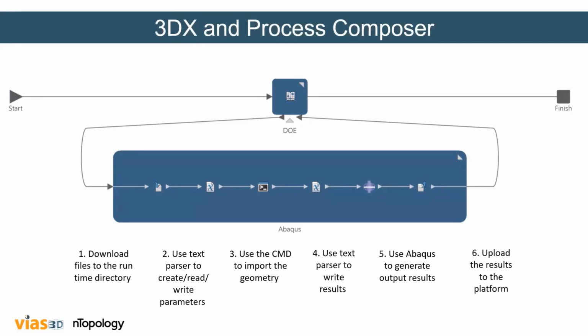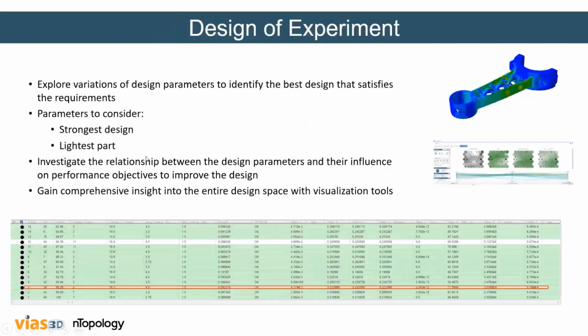We'll talk a little bit about the design experiment here and what we did to explore the variations of the design parameters and identify the best design that satisfies our requirements. In this case, our requirements were a weight requirement and, of course, a stiffness requirement. So the parameters to consider were the strongest design and the lightest weight. We were to investigate the relationship between the design parameters and their influence on the performance objectives to improve the design.